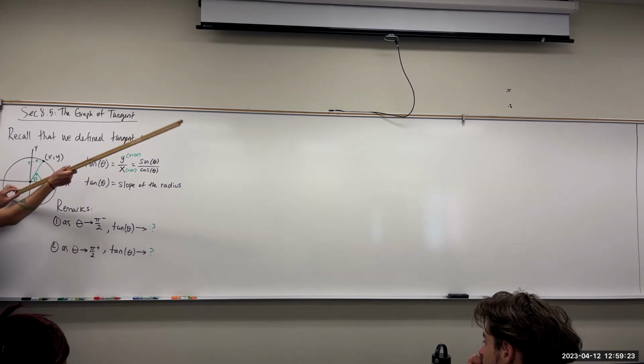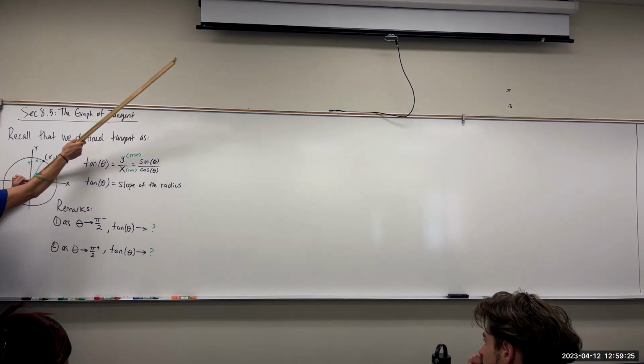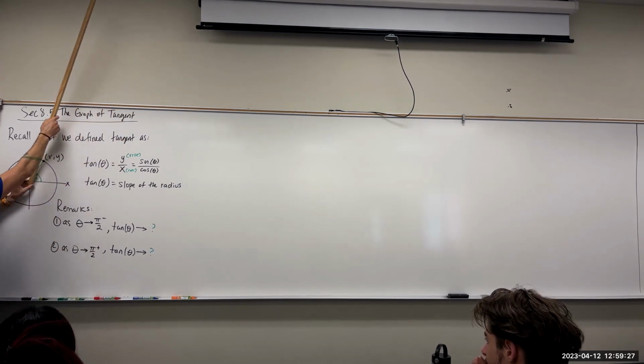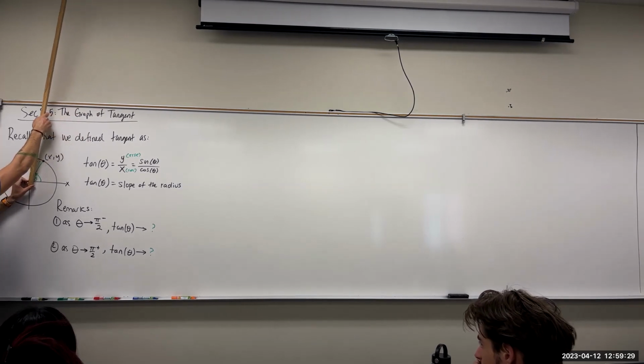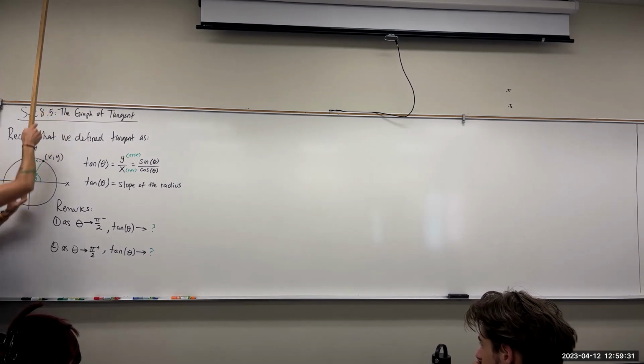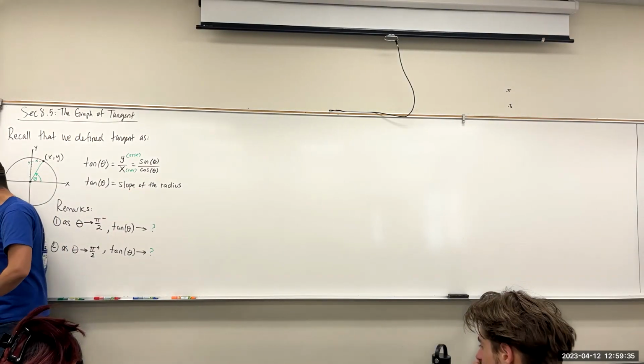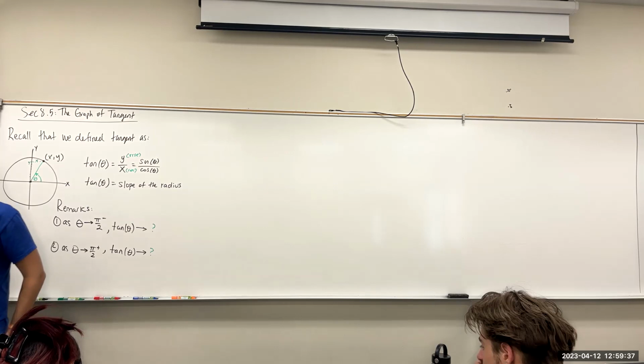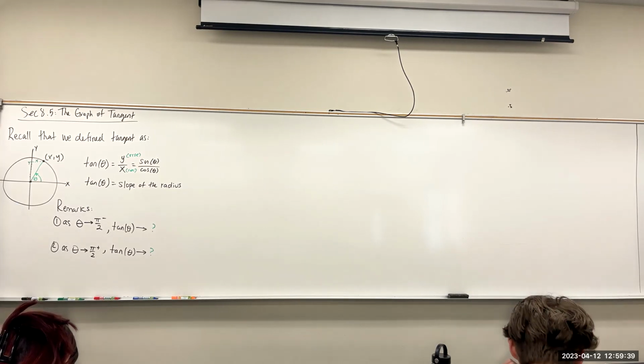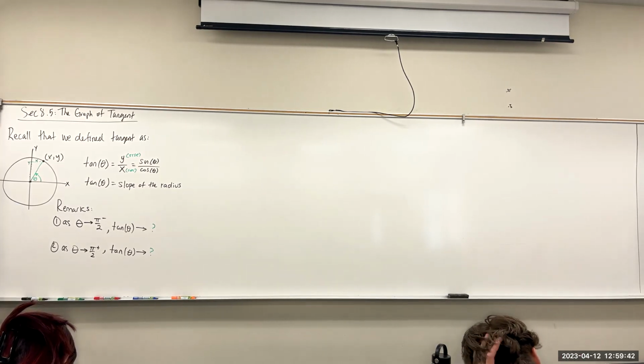So here, imagine this line like this. I'm approaching 90 degrees from the left, so from smaller angles, but it's getting closer and closer and closer. What do you see? What seems to happen to the radius, the slope of the radius? Think about it.